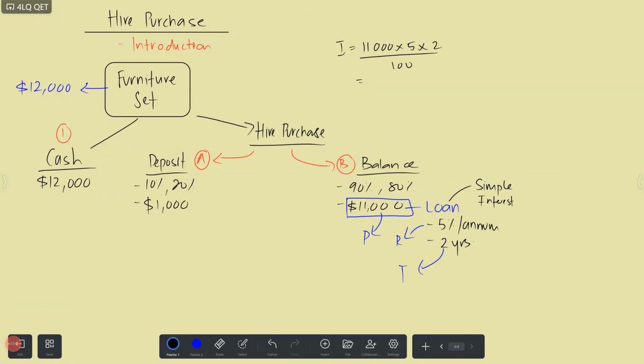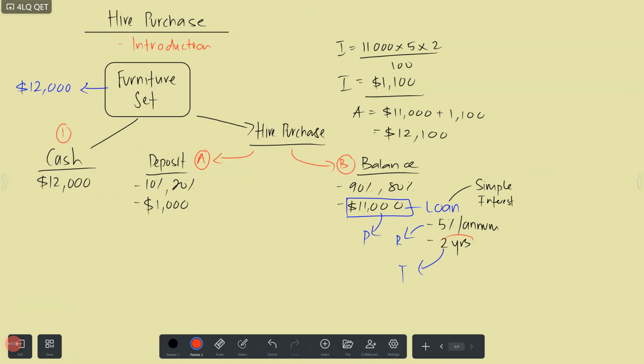So this becomes $1,100. The extra amount that John has to pay is $1,100. This is the additional amount, but the total amount that he needs to pay is 11,000 plus 1,100, and this amounts to $12,100. $12,100 is the total amount that he needs to pay over a period of 2 years.